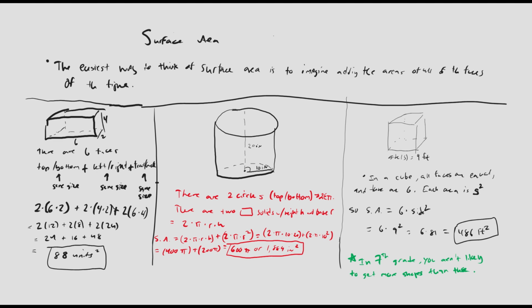Looking at a cylinder, what makes that shape up? There are 2 circles on top and bottom. Well, the area of a circle is pi r squared, right? So it's 2 times pi r squared. There are also 2 rectangular solids with a width and a base and a height there. So it's 2 times pi times r times h. So the surface area is 2 times pi times r times h, radius times height, for the rectangular part.